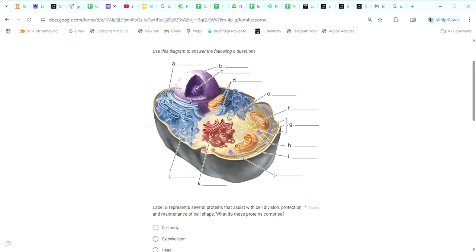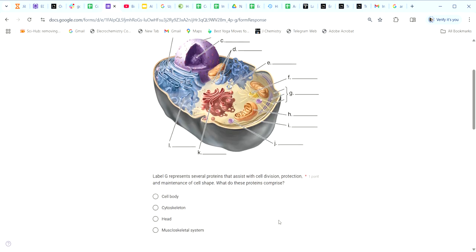Level G represents several proteins that assist with cell division, protection, and maintenance of cells. What do these proteins comprise? Cell body, cytoskeleton, head, musculoskeleton system. So G, yes, that is G. It represents several proteins that assist with cell division, protection, maintenance of cells. So I think this will be cytoskeleton.